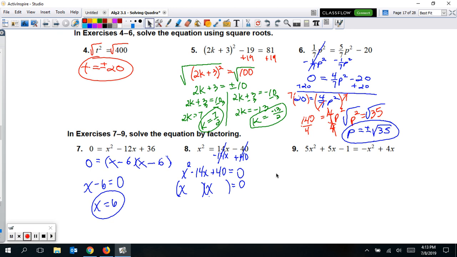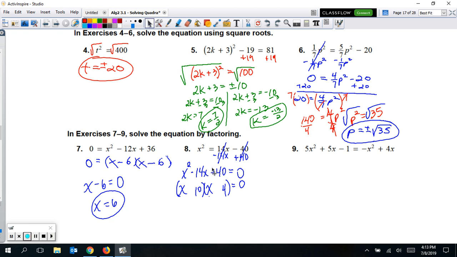2 and 20, that's not going to be it either. How about 4 and 10? 4 times 10 is 40, and 4 plus 10 is 14. So that definitely is going to work. A 10 and a 4 is the right combination for the numbers, because they multiply to give us the 40, they add to give us the 14.